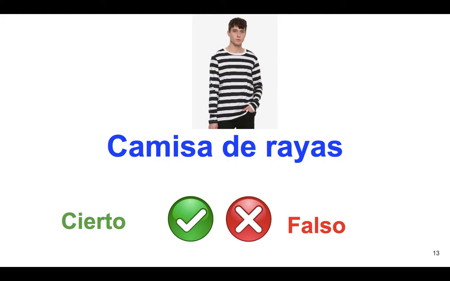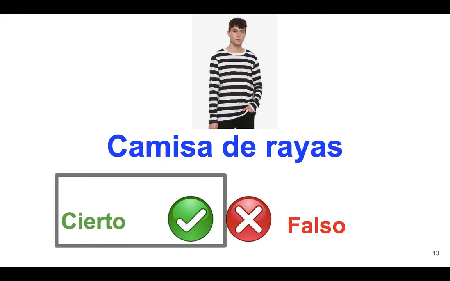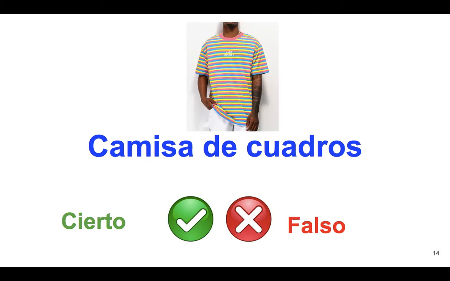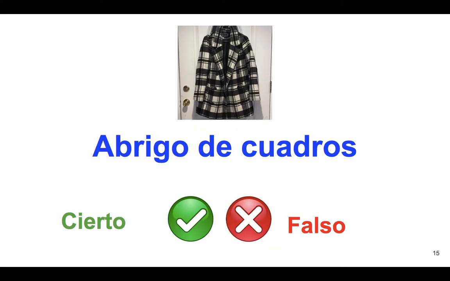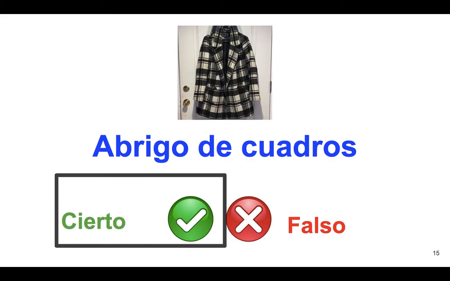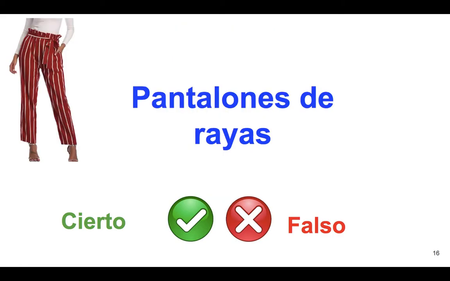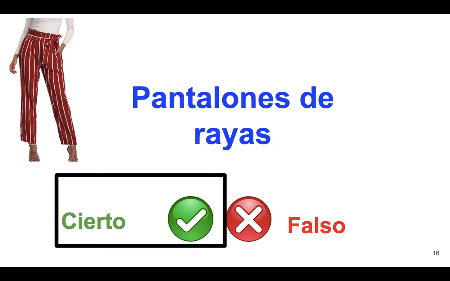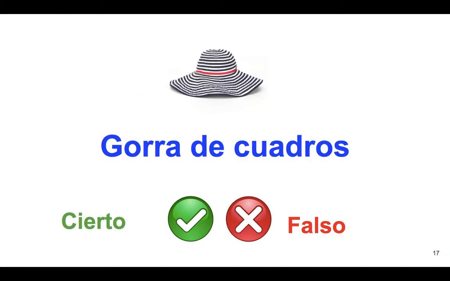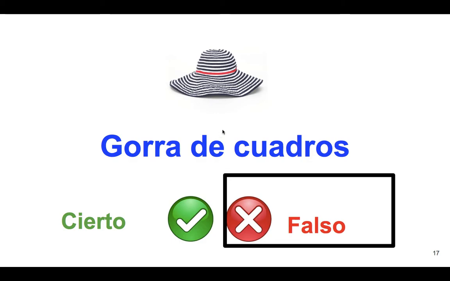Camisa de rayas, ¿cierto o falso? Cierto. Camisa de cuadros, falso. Abrigo de cuadros, should actually be falso, but if you really look close, it could be cuadros, it could be rayas. Okay, so this is abrigo de cuadros, lo siento. Pantalones de rayas, ¿cierto o falso? Cierto. Gorra de cuadros, falso. This is gorra de rayas.